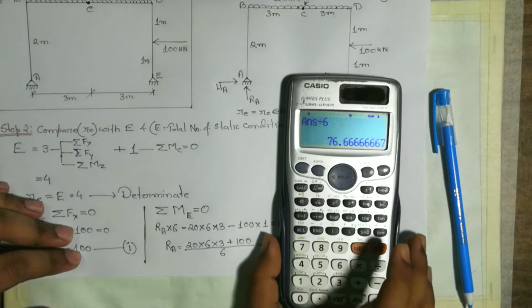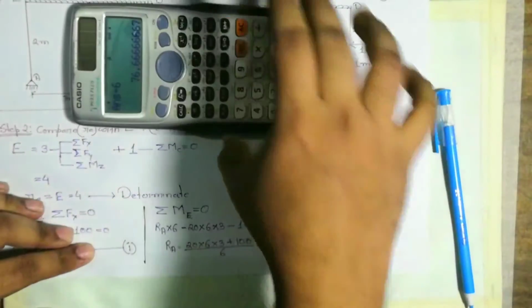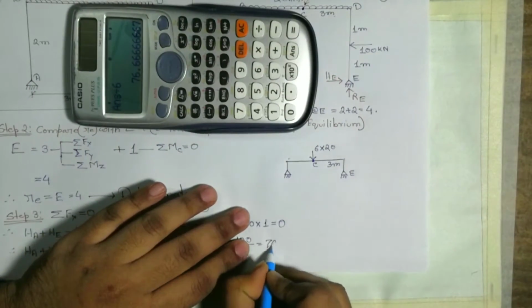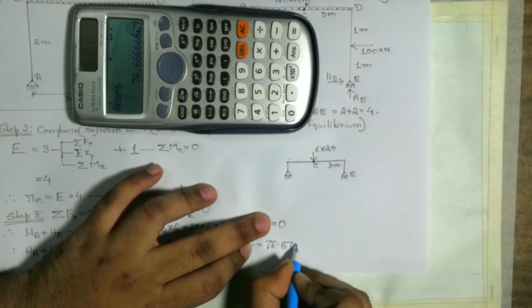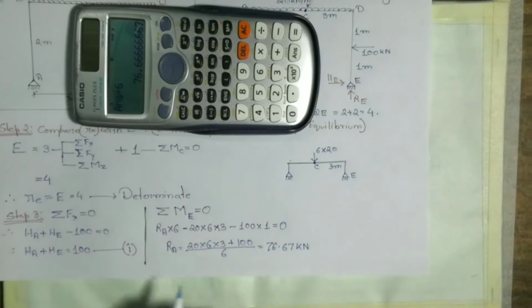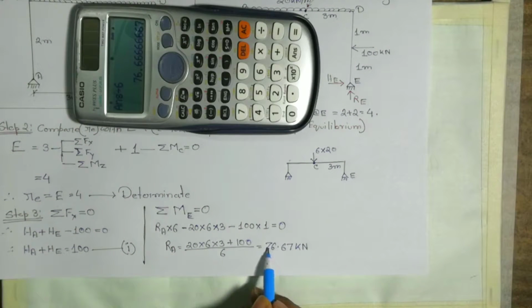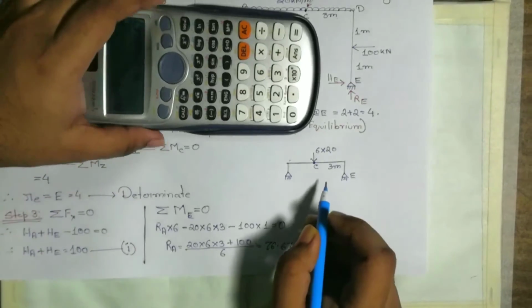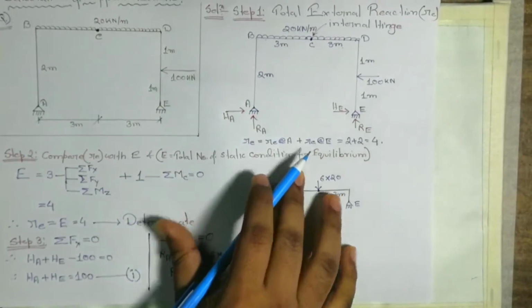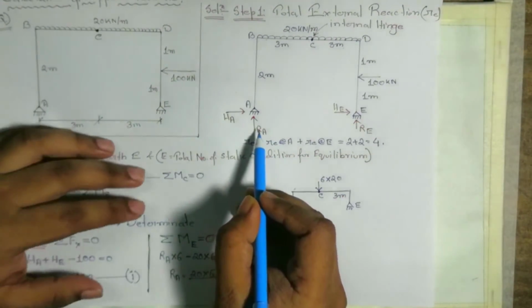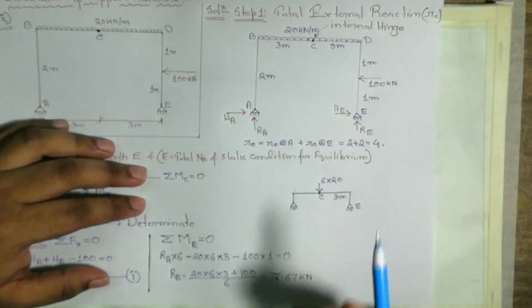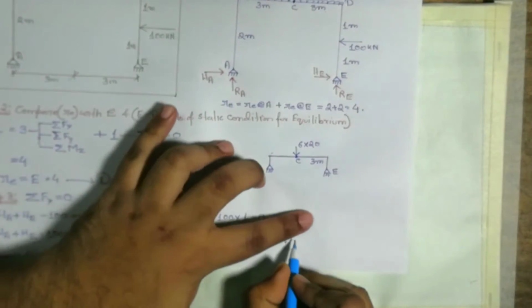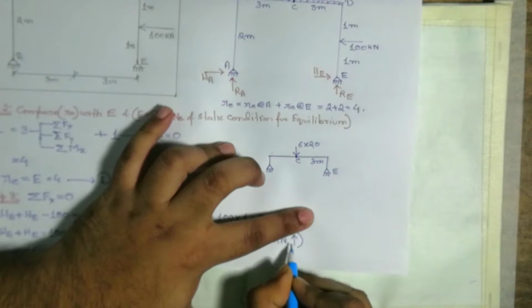It is 76.66, so we are going to write it as 76.67 kilonewton. Now since the value we have obtained is positive, our direction, as we have previously assumed, that RA is acting along the positive y-axis, is true in this case. So its direction will be upward.